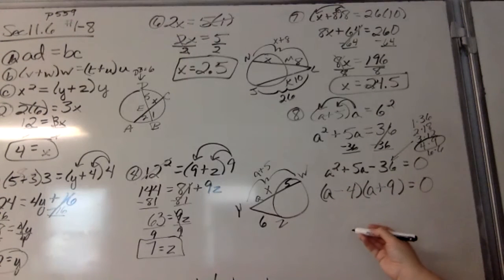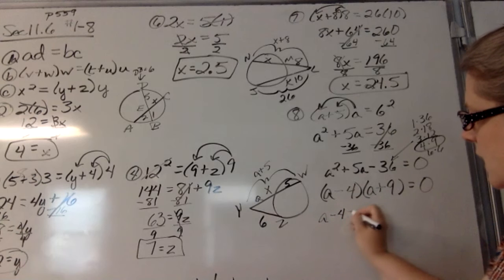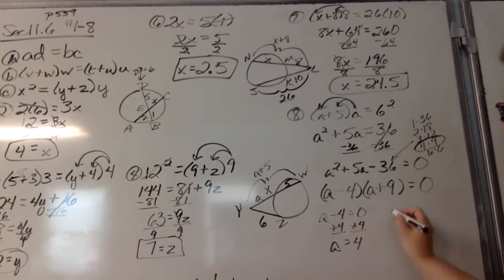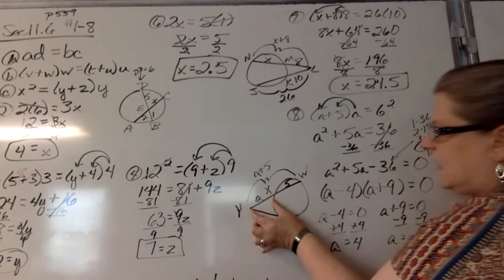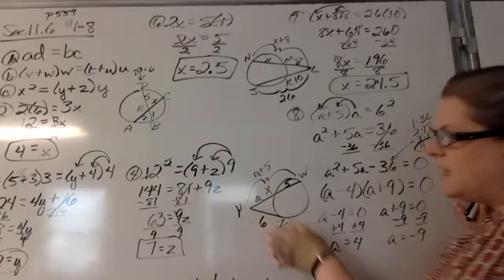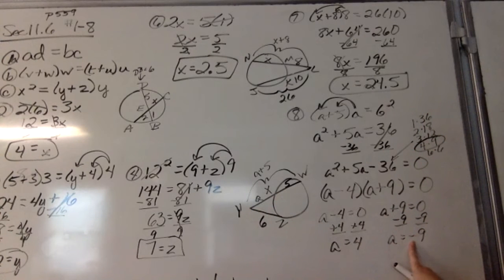And then I set each factor equal to 0. So I have a minus 4 equals 0, and I solve to get a by itself, so a could be 4. Then I've got a plus 9 equals 0, and I solve to get a by itself, and I get a as negative 9. Now the thing is you have to think about what we were finding. We were finding the length of a segment, a part of the secant. So if I'm finding the length of something, can you measure the length of something as a negative number? No. No, you can't have a negative length, okay?